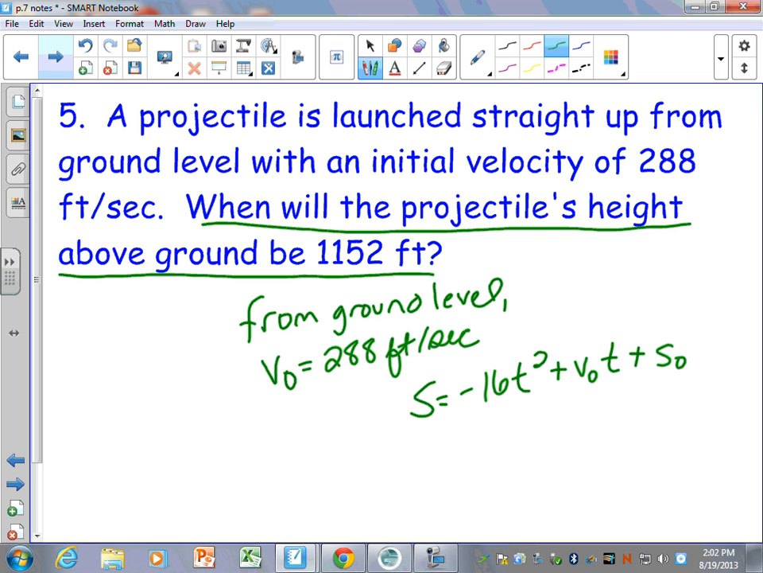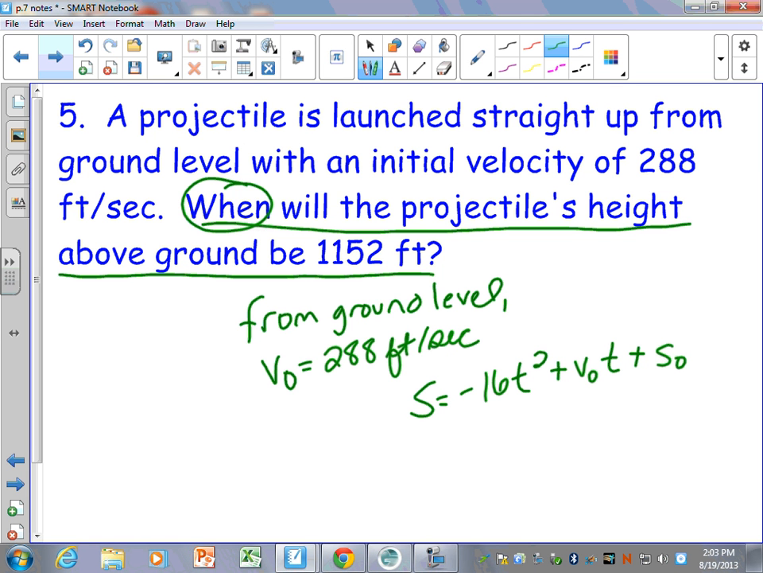So on this one, we're trying to find when will the height be 1,152 feet. So what letter are we going to be solving for on this? What does "when" mean? When, time, right? So we should be solving for t. We don't know the time. How long will it take for it to be that far off the ground? So t is what we don't know. We should know every other letter.